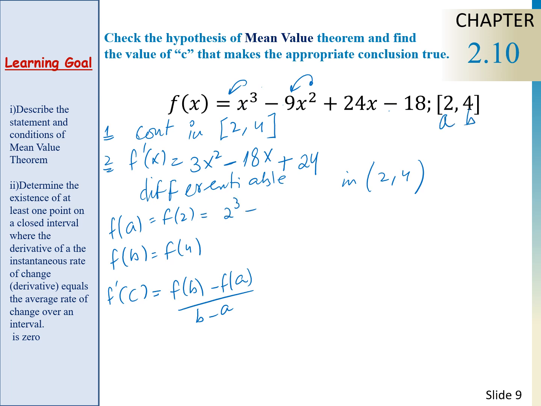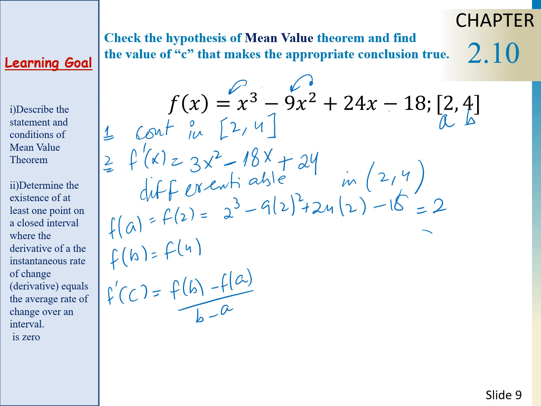So 2 cube minus 9 times 2 square plus 24 times 2 minus 18. Now better to write it in the calculator to make sure that you don't make any mistake. So 2 cube, so you will write here 2 power of 3, 2 cube minus 9 times 2 square. Then we have plus 24 times 2, write in the calculator with me, minus 18. Okay, so we will get here the 2.